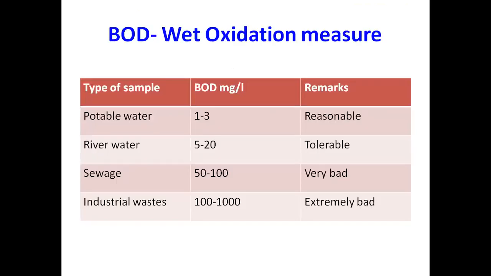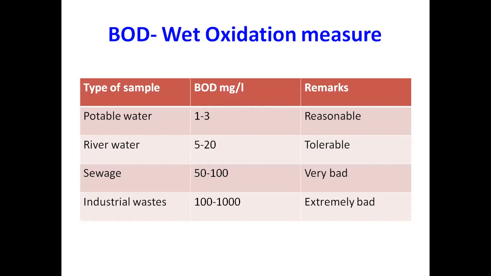BOD, what are the various values? Simple values you just have to remember. You don't need to go into so much detail; the notes will have more explanations. Just remember some values of BOD. Potable water, as I said earlier, will have very less BOD. It's 1 to 3 milligram per liter. Remarks: reasonable, acceptable, we can drink. River water is tolerable, we can still drink.